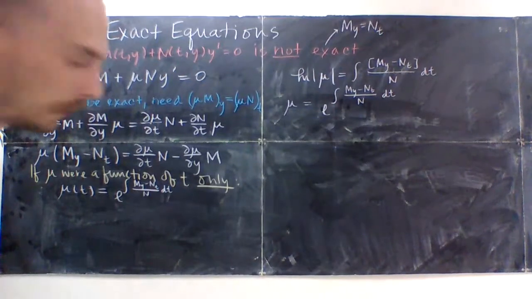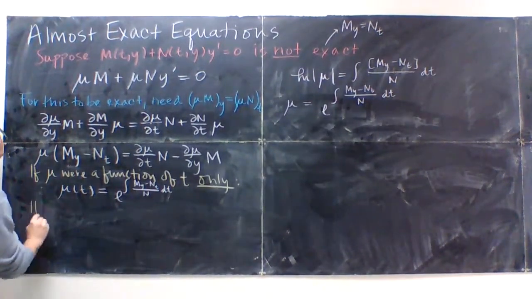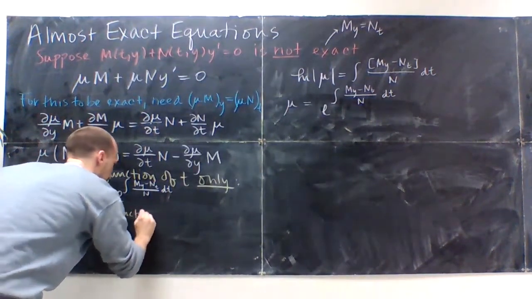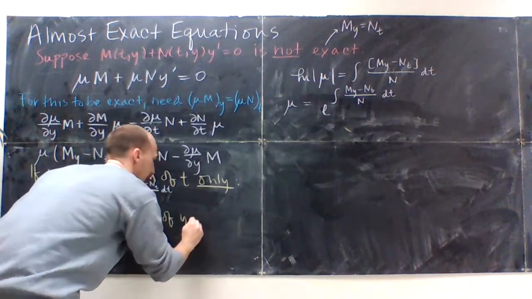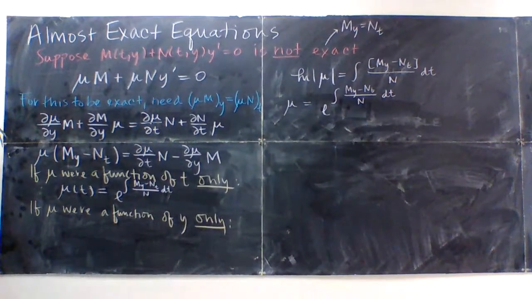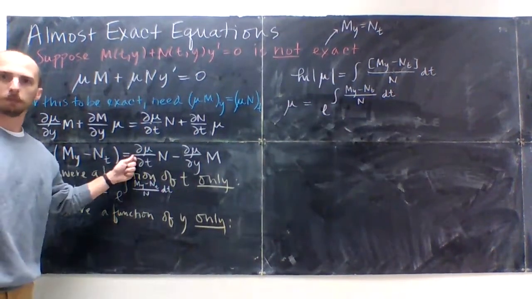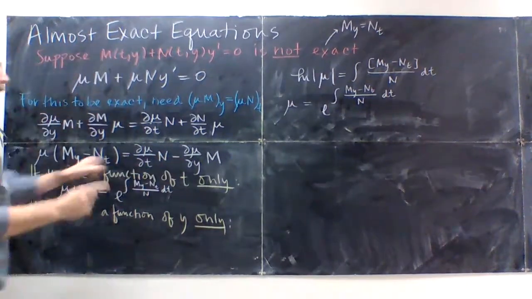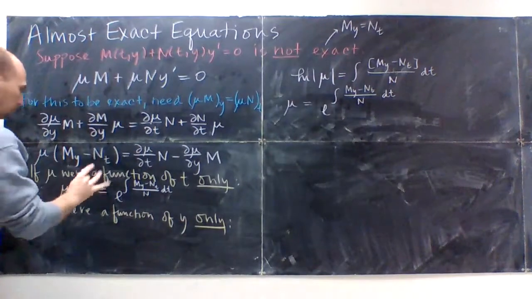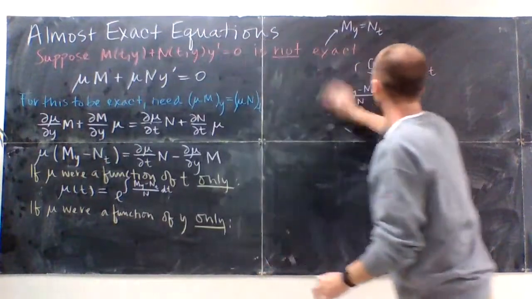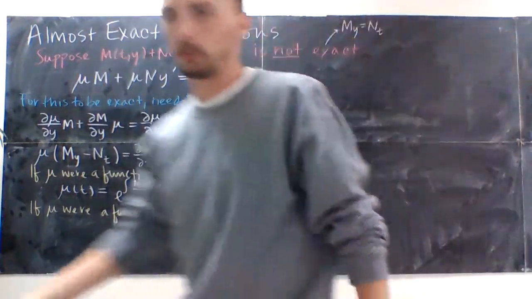Okay? But if mu were a function of y only, okay, this would go to 0, right? Okay. So I'd have, and then that would become a d mu dy. And then I'm going to actually write this over here on the left just to make it look nice like I did before so you can kind of know that it's going to be separable. It's going to look very similar to that, but it's not going to be the same, so I'm just going to clear it up preemptively.